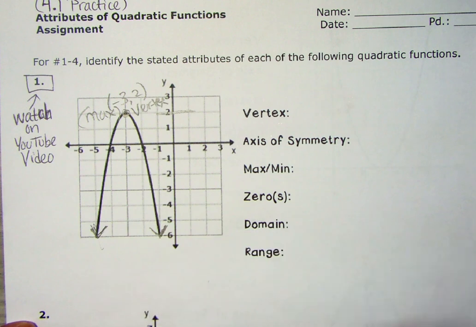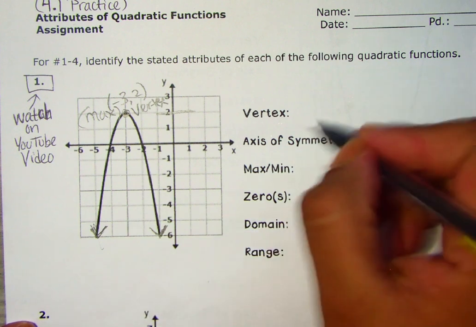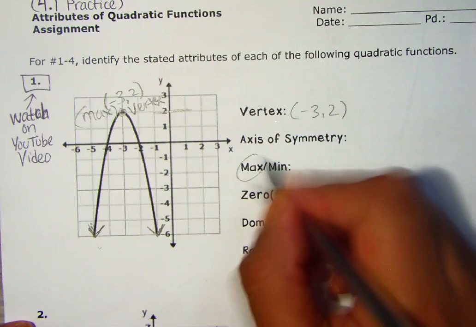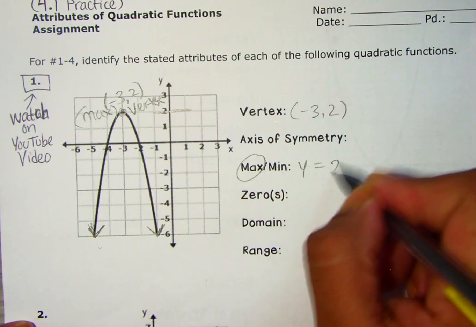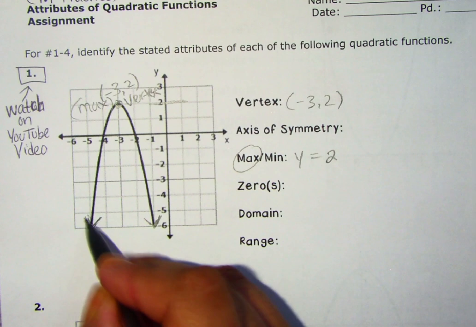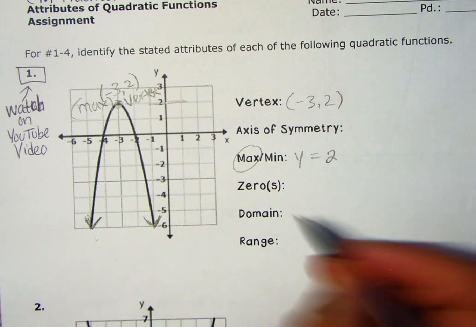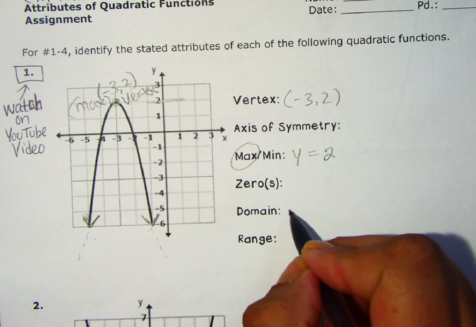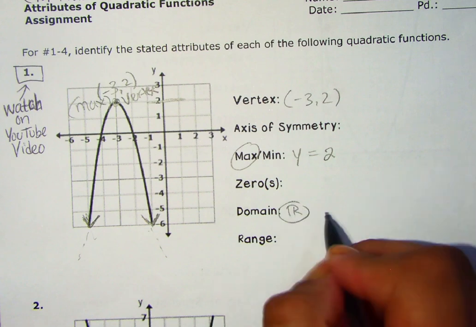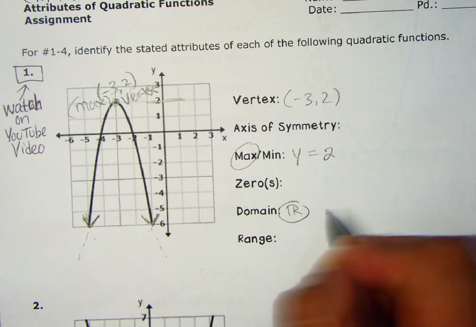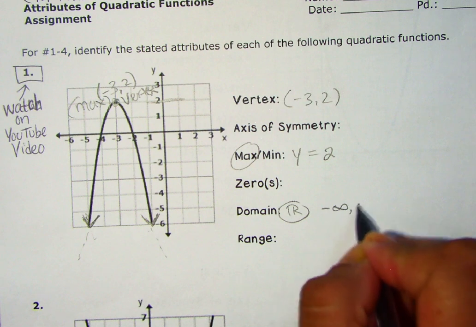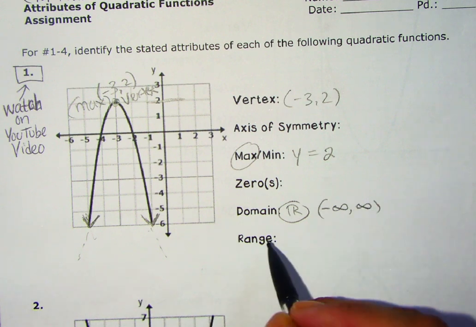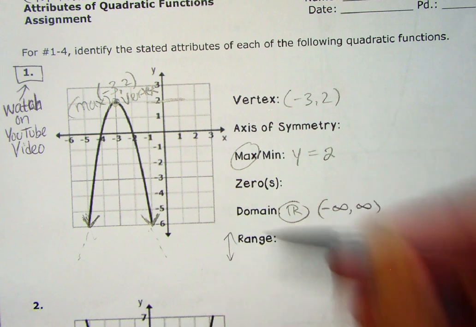So with all this information, just by looking at it, we can fill in -3, 2, the maximum of y equals 2. And then we know that it has arrows pointing down forever and also going at an angle, left and right. So we can say all real numbers for domain, because it's going left and right forever. And then we can also write it as (-infinity, +infinity), with parentheses on each side.